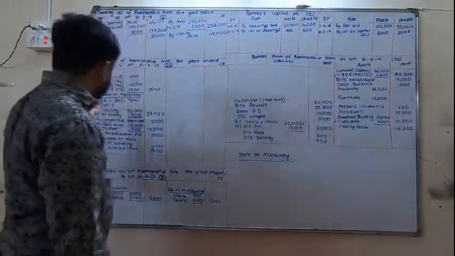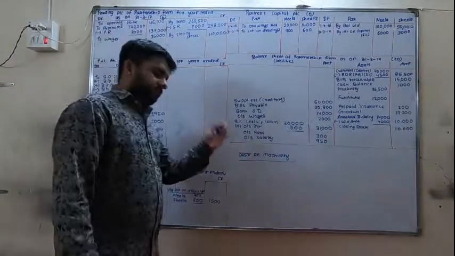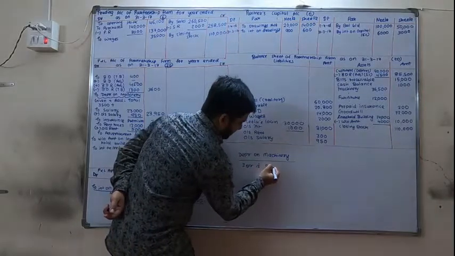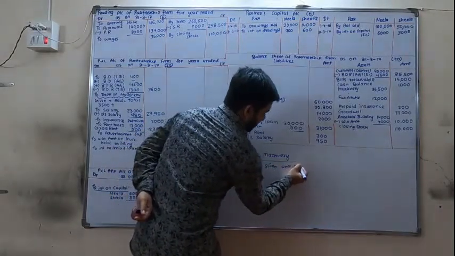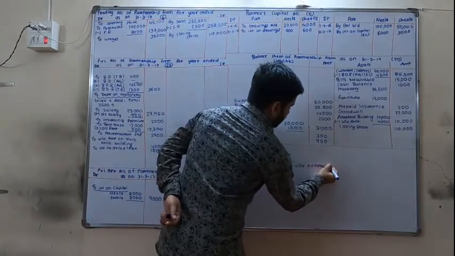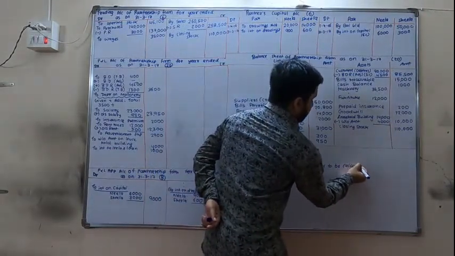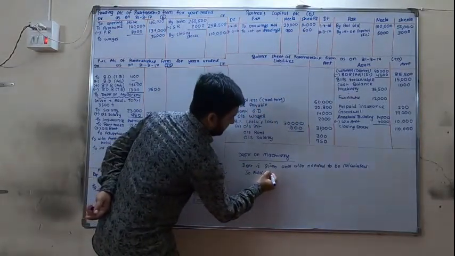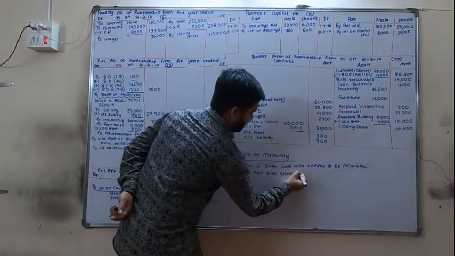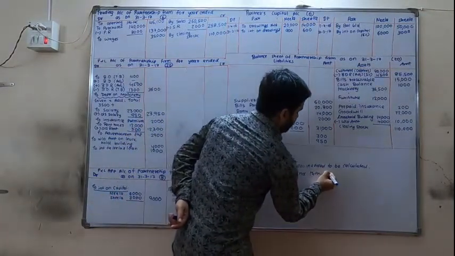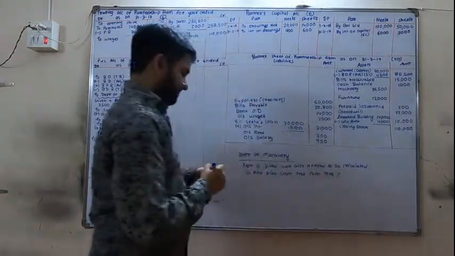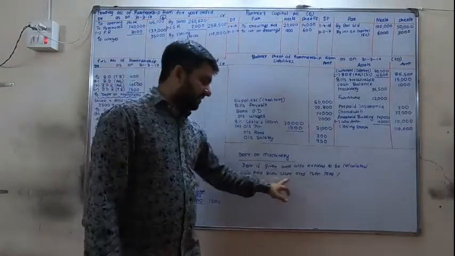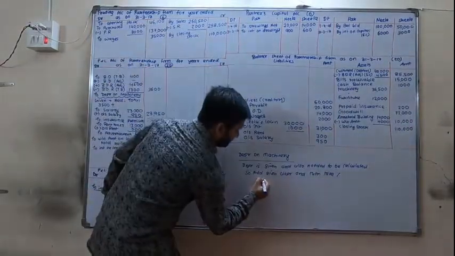Now some depreciation is given and some we need to calculate also. So depreciation is given and also needed to be calculated. So add the given depreciation and then take the percentage.